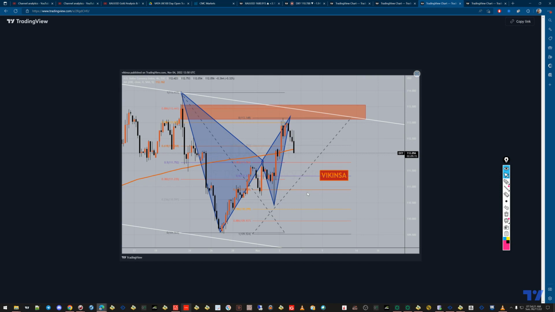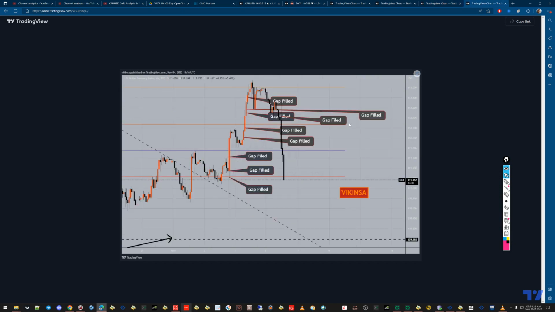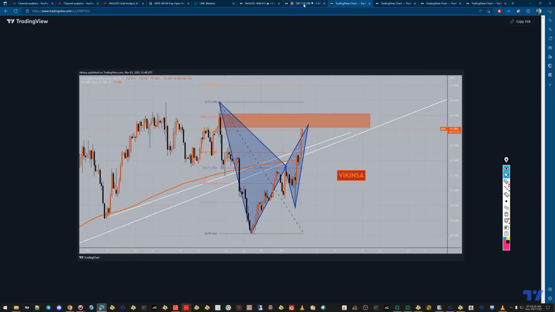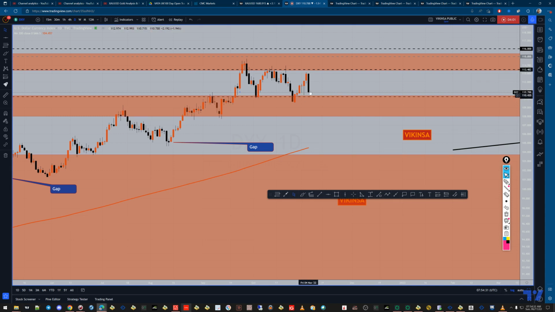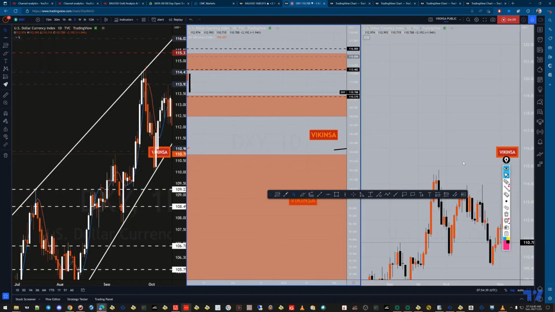It started to fall, and now it is standing somewhere around here, and all of those gaps got filled on Friday. So this actually formed this very good candle, very nice candle, because of that W pattern that we saw. Now what is going to happen next? So let's look at other charts.